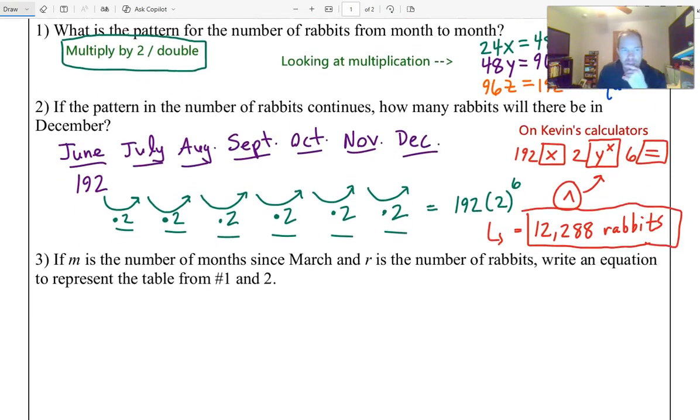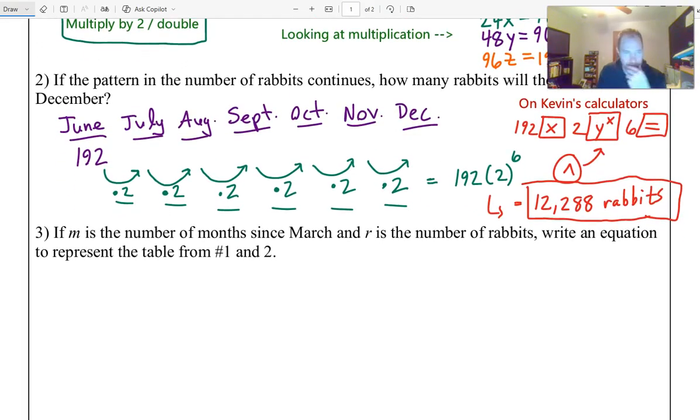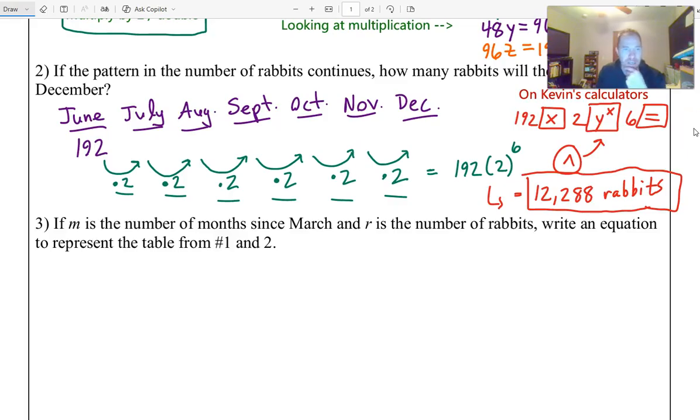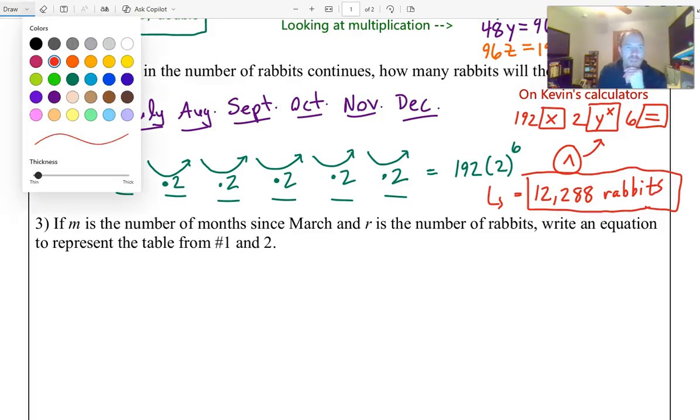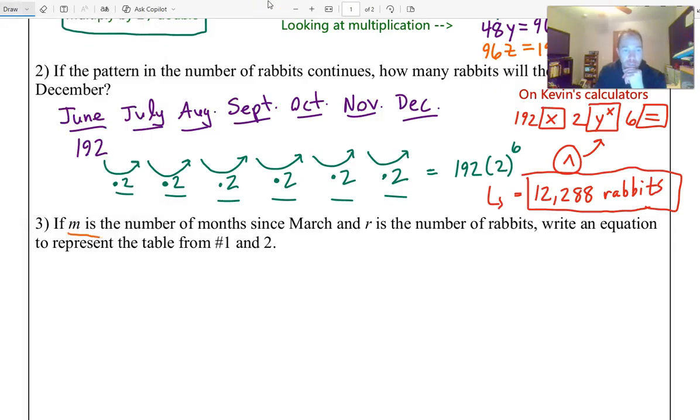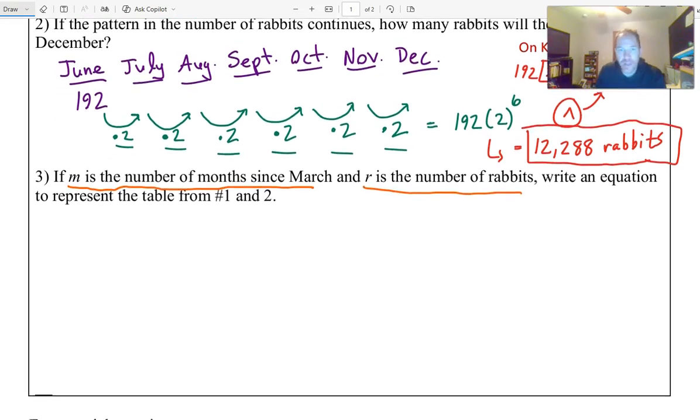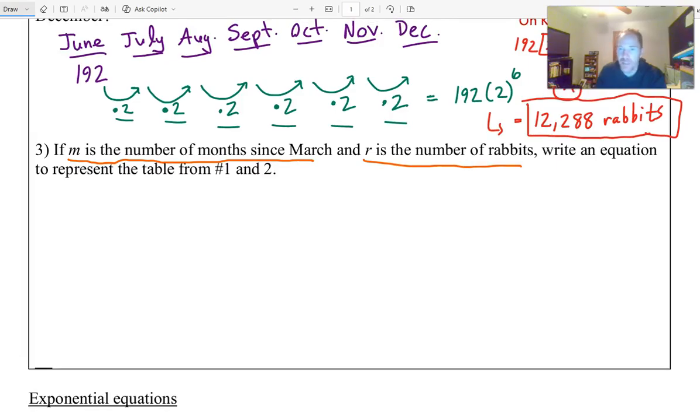Okay. All right, so let's look at number 3. Still talking about these rabbits. Number 3 asks us, if m is the number of months since March and r is the number of rabbits, write an equation to represent the table from number 1 and 2. So we're defining variables here. M is the number of months since March. R is the number of rabbits. That's defining the variables. Okay. But again, as usual, I recommend you pause the video and see what you can do with this. I'll give you just a moment here.